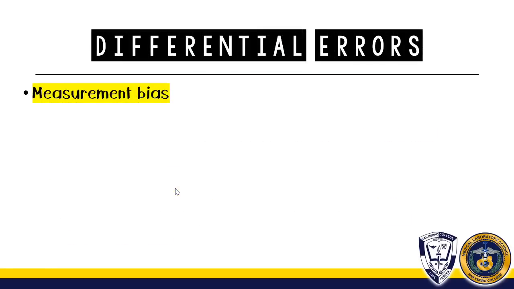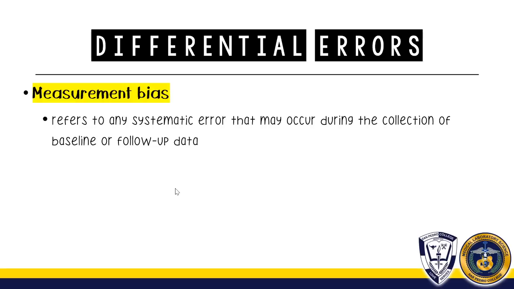So, an example of your differential error is your measurement bias. Now, actually, na-discuss nato ni si measurement bias sa ato ang previous na topic na, di ba? It refers to any systematic error that may occur during the collection of baseline or your follow-up data. And an example for that is number 1, blood pressure values. Na, di ba? Ay inaccuracy na mahitabo when you measure your blood pressure. Like for example, if you have a full bladder, it can add about 10 to 15 points daw sa inyong blood pressure reading.